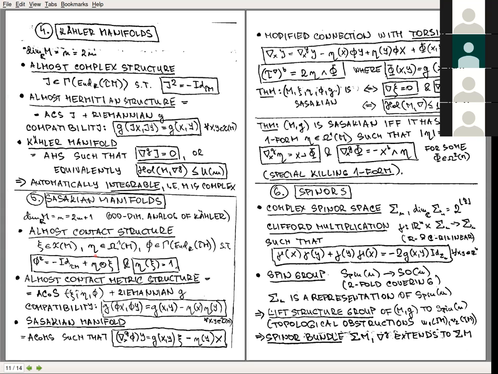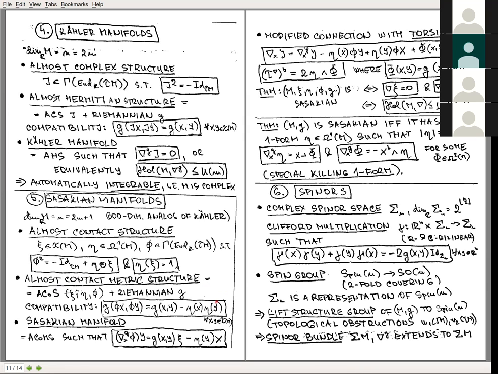And just algebraically, the conditions are these two equations. And then we again may combine this with the Riemannian metric, and the compatibility is again similar to the Kähler case, up to the odd dimension, which we have more.